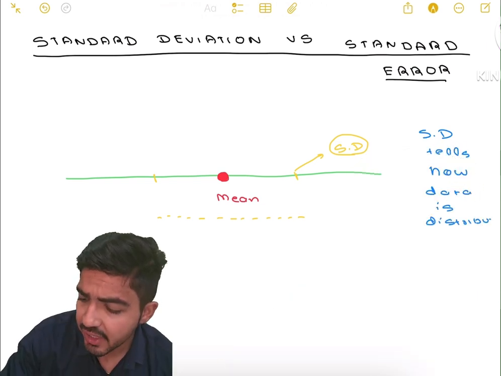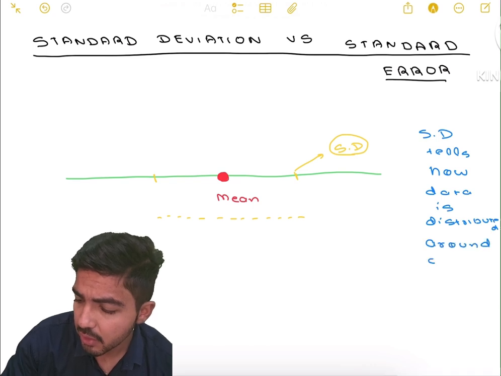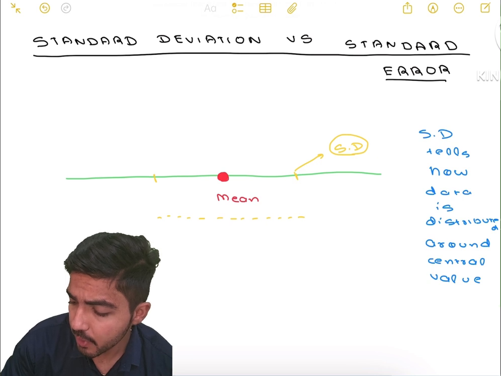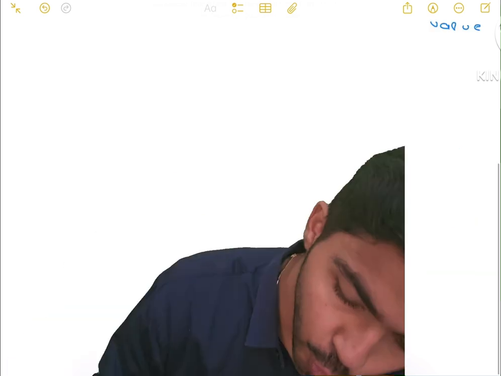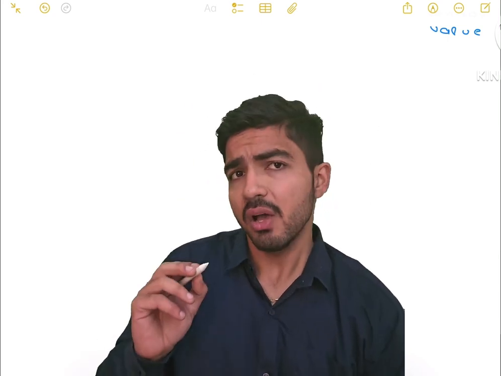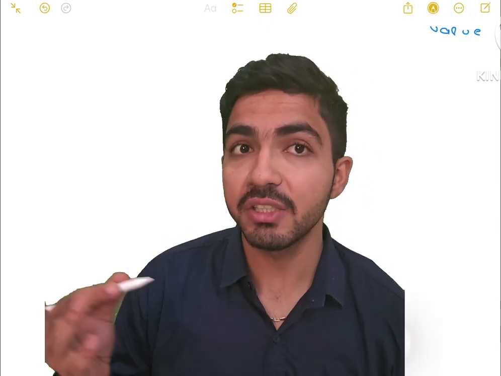So standard deviation tells how data is distributed around the central value. So this is how the standard deviation looks like in this case. I have taken the sample of 15 students and I have calculated the mean weight of the students. Let me take 5 samples like this of 15 students each. The picture looks like this.